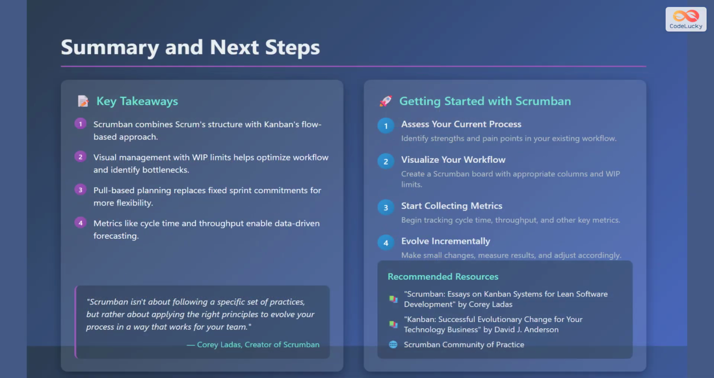Summary and next steps. Key takeaways include: Scrumban combines Scrum's structure with Kanban's flow-based approach. Visual management with work in progress limits helps optimize workflow and identify bottlenecks. Pull-based planning replaces fixed sprint commitments for more flexibility. Metrics like cycle time and throughput enable data-driven forecasting.